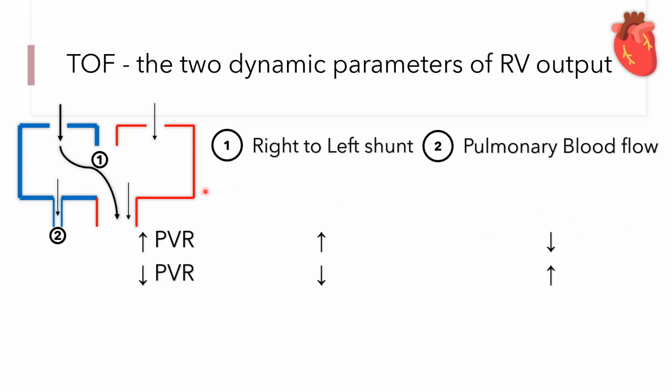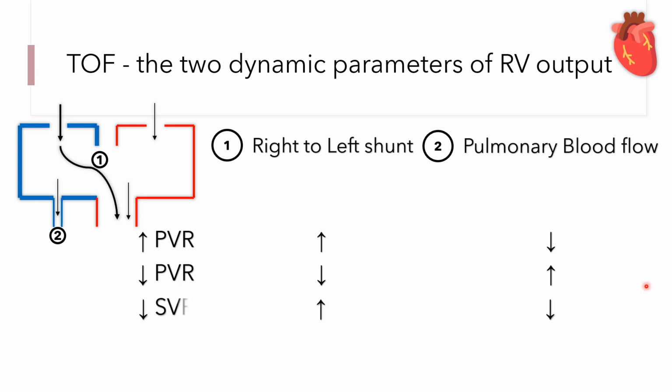Conversely, if the pulmonary vascular resistance is less, the blood will easily go from the right ventricle to the pulmonary circulation and less blood will go into the right to left shunt. So with decreased pulmonary vascular resistance, there will be decrease in right to left shunt and increase in pulmonary blood flow, which will lead to decrease in severity of cyanosis.